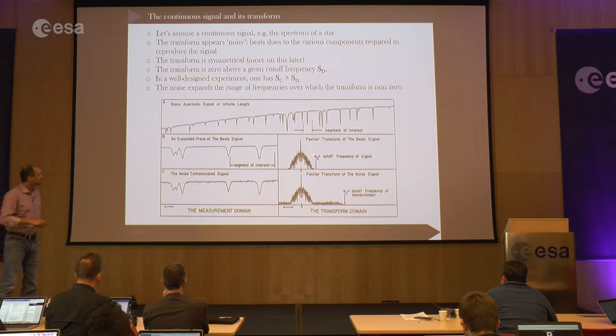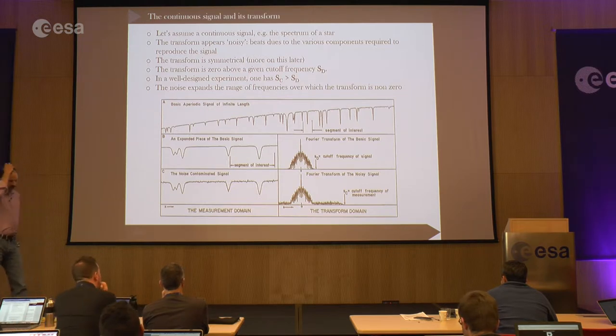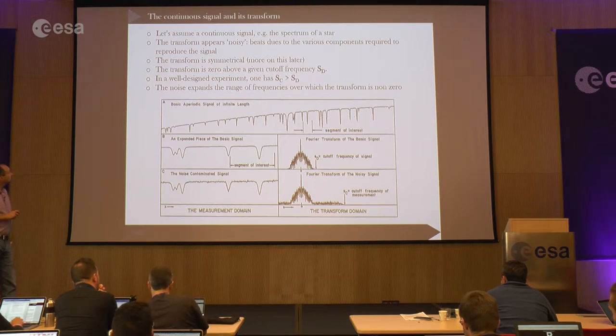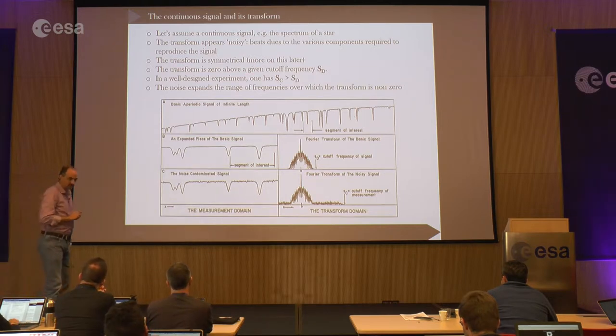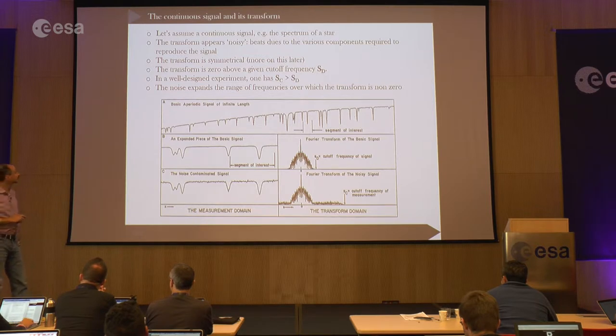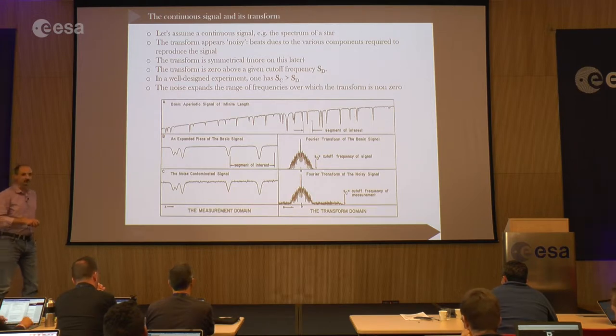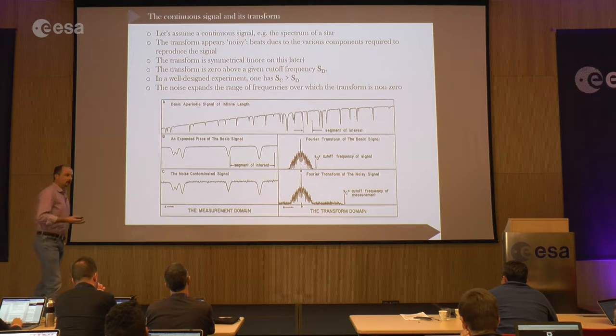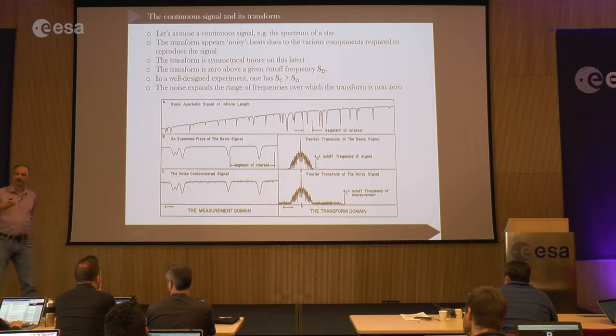The transform is symmetrical about the origin. We'll see that later. In a well-designed measurement system, the transform will be zero above some frequency. And if you're considering the pure signal, the underlying signal, the Fourier transform is indeed zero above the cutoff frequency, because by definition there is no information that has a frequency higher than, for example, the cooling time of your physical system.